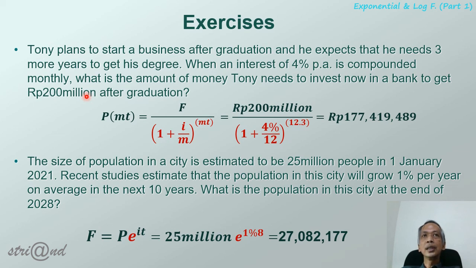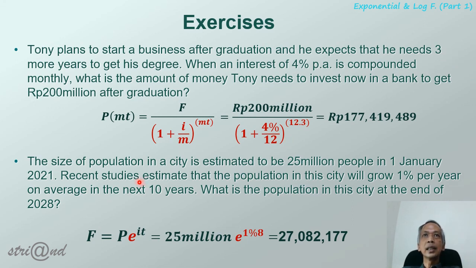So what we need to apply is the formula to find present value from a future value, and the future value is 200 million rupiahs, and then it is compounded monthly. So the m here is 12, and the number of periods is 3 years here, and the interest is 4%. So we can find the present value. The present value is 177,419,489 rupiahs. Okay, this is the present value that Tony needs to invest now to get 200 million after 3 years.